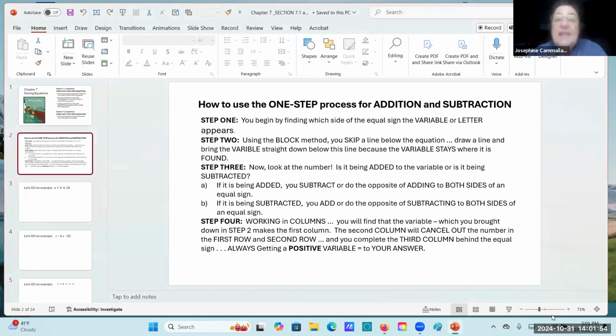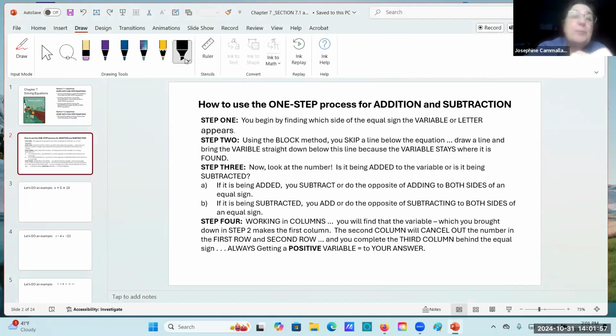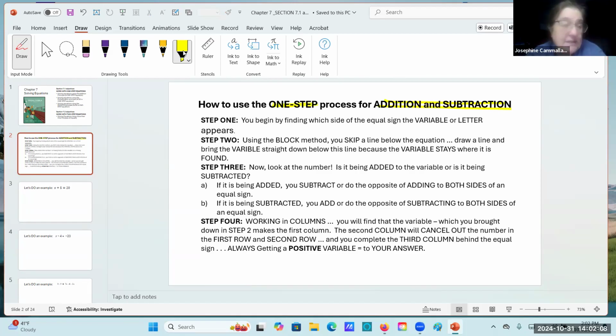Now, our first slide is going to talk about the process of adding and subtracting. And this is going to be what we call the one-step process. Step one, we are going to find the side that the variable's on. That is the start. Where is my variable? Then we're going to do something called a block method. Now, some people have other methods, but I find that I like the block method better than others. And the process of how we do it is in these next 3 steps.